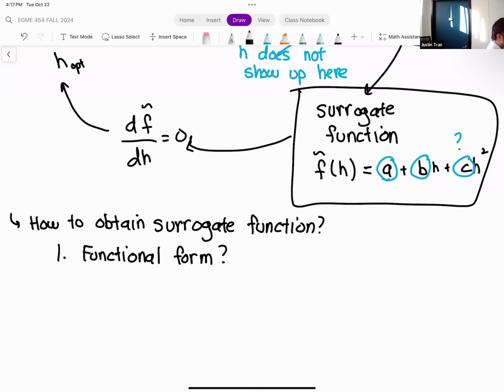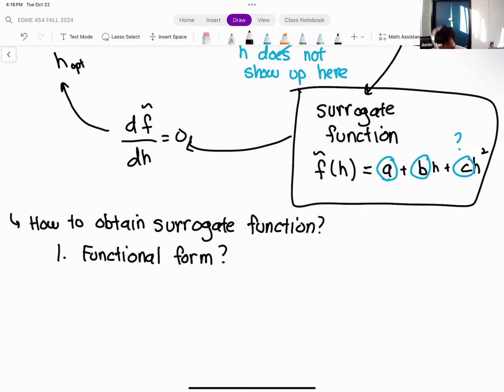You guys probably have some experience with this as well. If you've ever taken a data set in Excel or Google Sheets, probably one thing that you've added at some point is a trend line for those data points. A trend line is nothing more than a linear surrogate function. You're taking your data points and trying to fit them to a linear function. This whole idea of a surrogate function is that idea expanded.